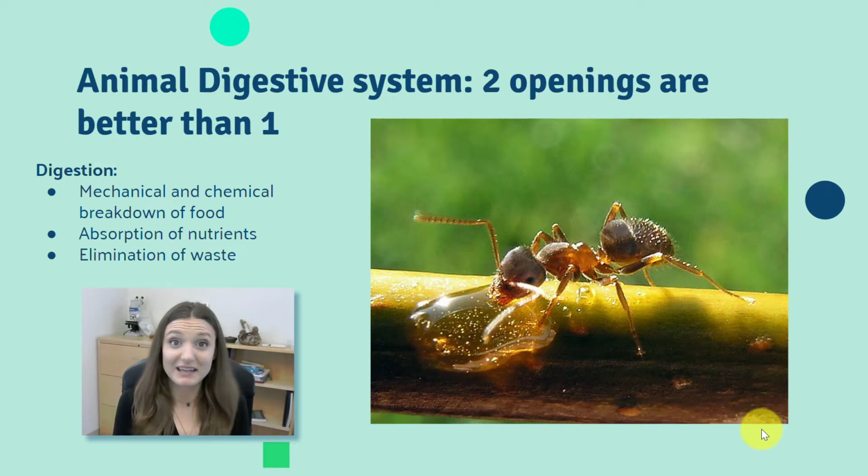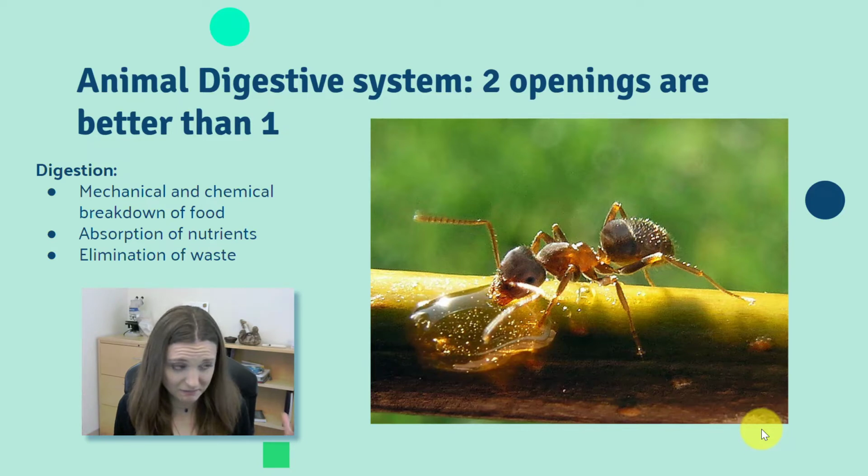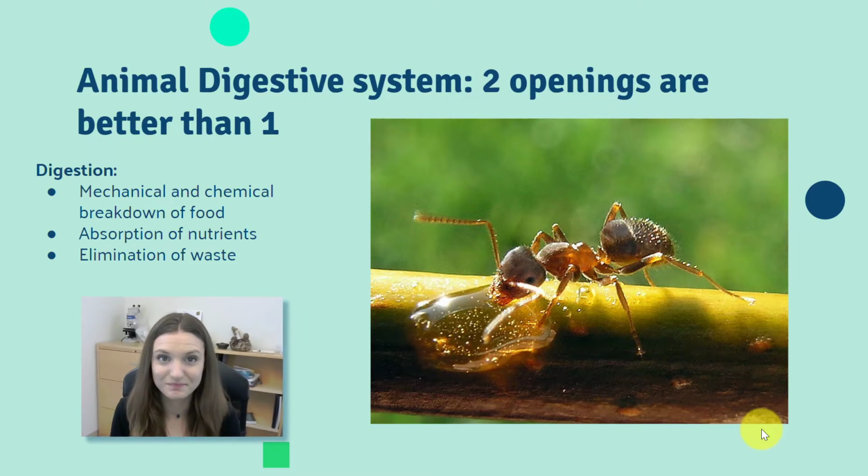So the key to maximize the amount of energy that can be extracted from food, the amount of food that can be absorbed by the cells, is surface area. But especially for animals living on land, that external surface area is not really useful for digestion. So we're going to see an increase in the internal surface area of these animals through the digestive system. And one of those key components is having two openings.